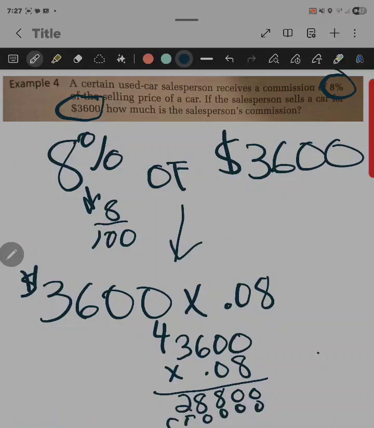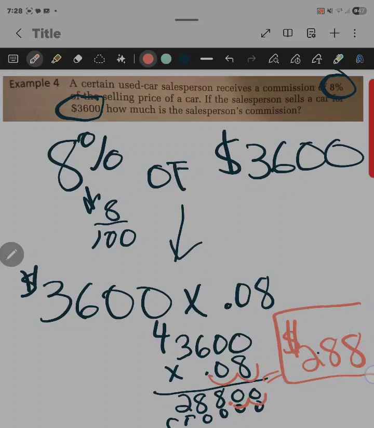So what we have is 28800. But how many decimal places do we have? Well, we have 1, 2. So we're going to move our decimal place 2 to the left. So our final answer is $288.